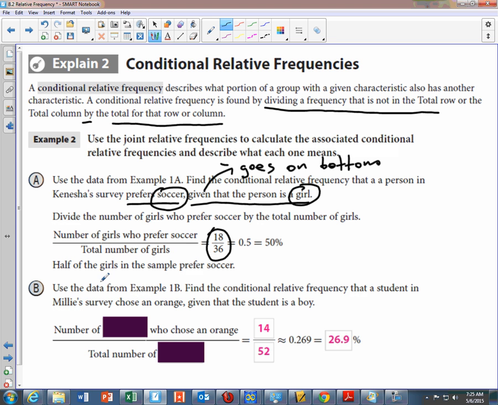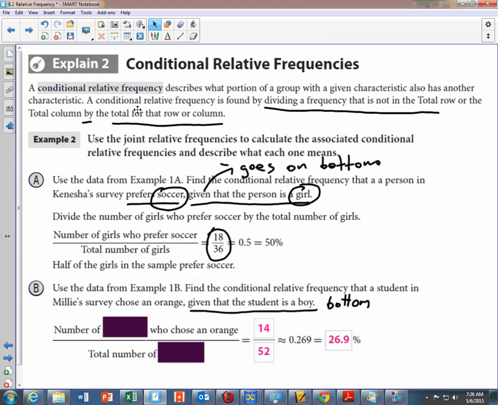Now it says use the data from example 1B. Now keep in mind example 1B is a different table. That's the Millie problem. It's on page 361. It says find the conditional relative frequency that a student in Millie's survey chose an orange given that the student is a boy. My underline wasn't very good there. Let me try again. We know that our student is a boy. So this goes on the bottom. How many boys do we have?